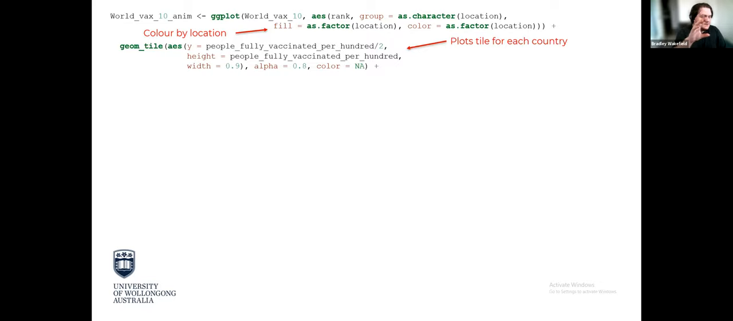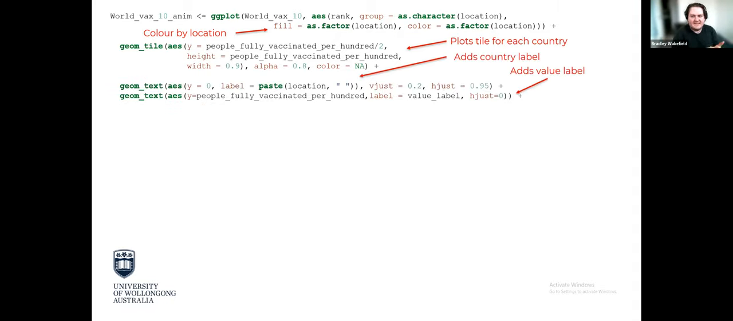I'm then going to put in a tile. This is effectively just a rectangle I'm putting in, and I'm saying I want this rectangle to have the height of the people fully vaccinated per 100, and I want it to have a width of 0.9. I put this y here because that tells ggplot where to actually center this tile, which is halfway. If we center it at people fully vaccinated per 100 divided by 2, then that will mean it will go from 0 to people fully vaccinated per 100. All right, I'm also going to add my text layers. So I've got my location label I'm going to add.